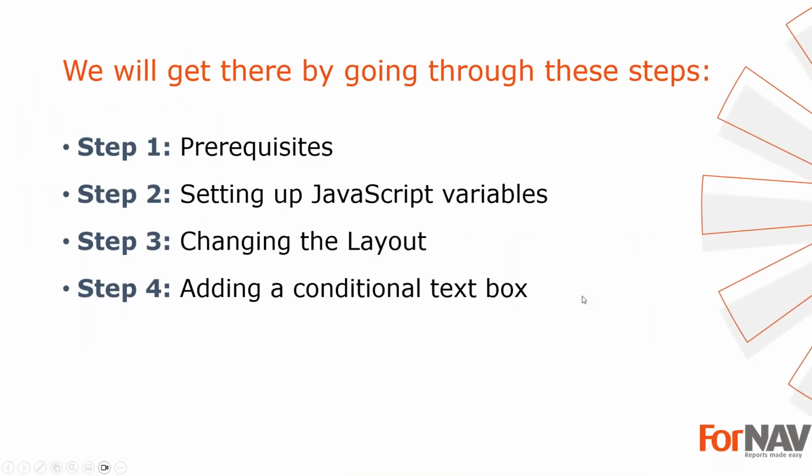I will demonstrate how to set up a prepayment invoice for Business Central in 4 steps. Step 1, prerequisites. What do I need to get going? In step 2, I am going to set up the JavaScript variables to keep track of certain values. In step 3, I will edit the line section of the sales invoice layout to display the correct lines and totals. And in step 4, I will make a conditional text box to display when an amount has been prepaid, and I will set it up to dynamically display that amount.